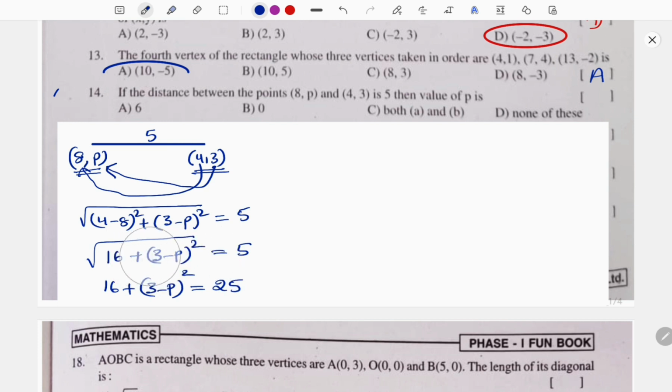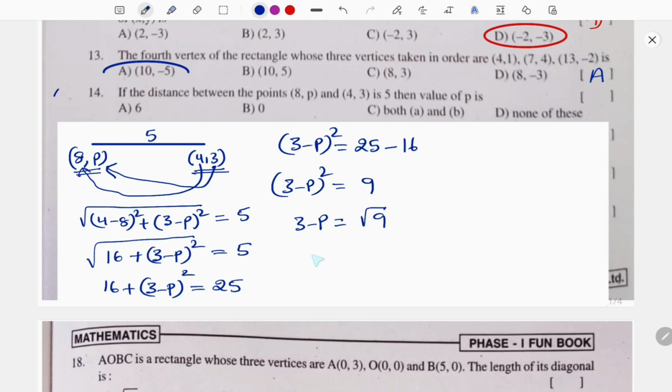Squaring on both sides, we square the left hand side, the root cancels, and on the right hand side 5 square is 25. So plus 16 is taken to the right hand side. What do we get? (3 minus p) whole square is equal to 25 minus 16, so (3 minus p) whole square is equal to 9. Now the square is taken to the right hand side, so 3 minus p is equal to root 9. Therefore 3 minus p is equal to plus 3 or minus 3.